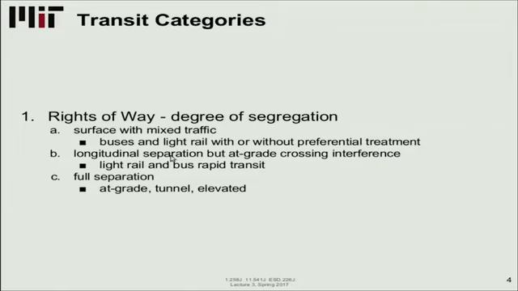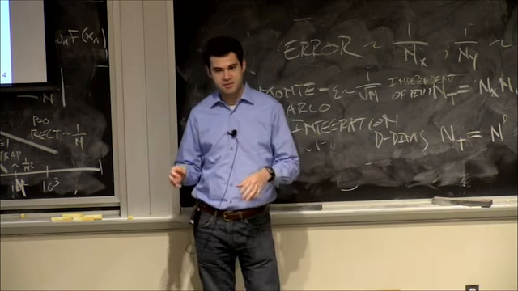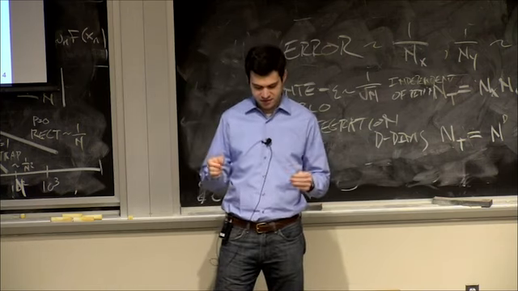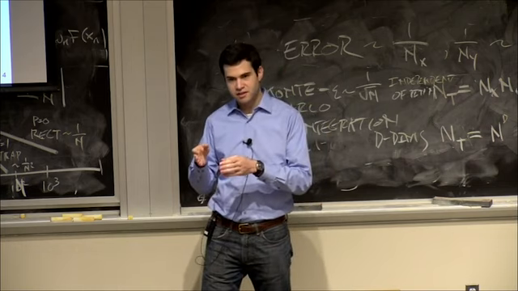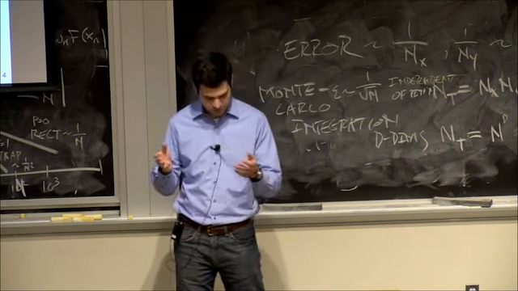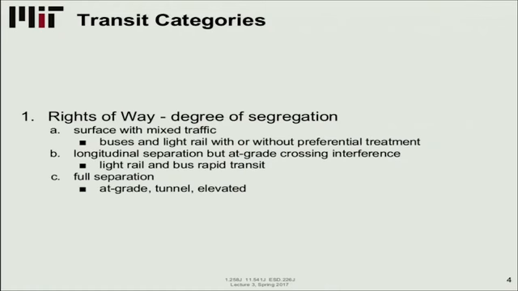Then we go to longitudinal separation with at-grade crossing. The green line here in Boston is mostly like that. Several branches are like that, so they run on their own track. When they hit an intersection, they have to wait for the red light with other cars. Some sections of the green line are actually surface with mixed traffic. I'm thinking about the last end of the E line.